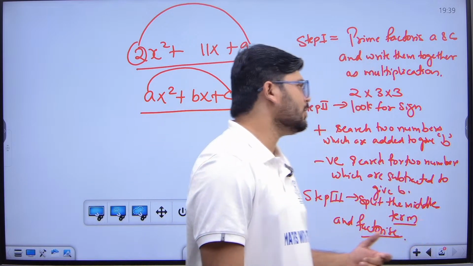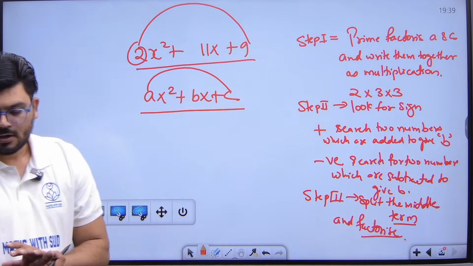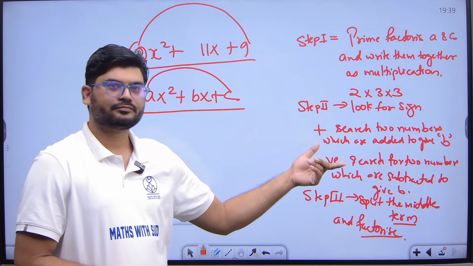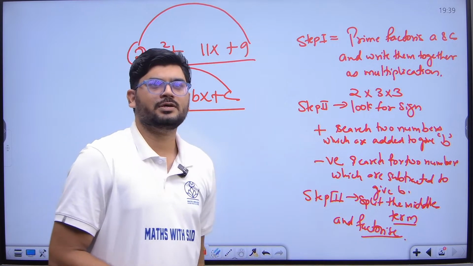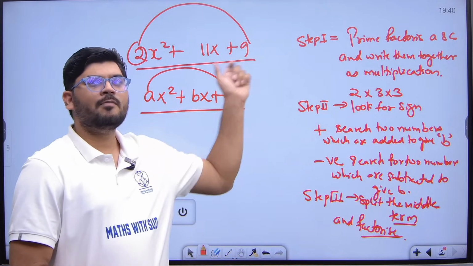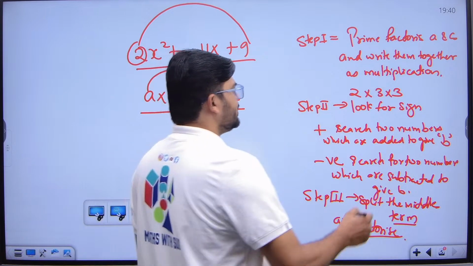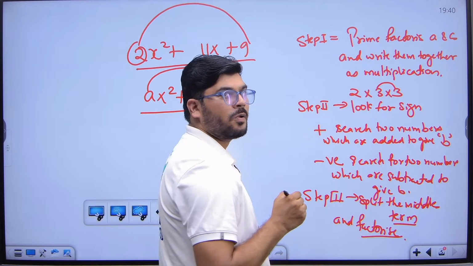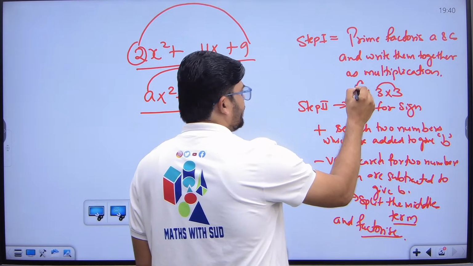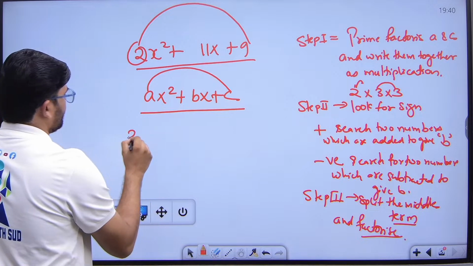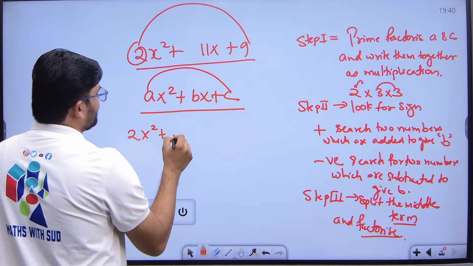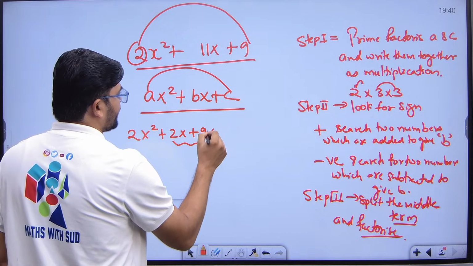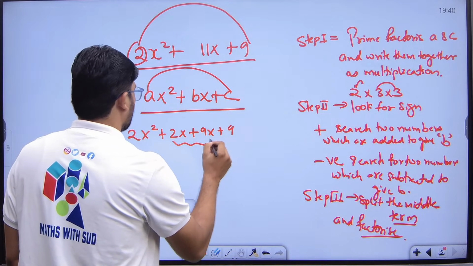Now let us look for the two numbers. Let us look for the sign. What is the sign? Positive or negative? Positive. You have to think of two numbers which are added to form 11. So see this. 3 into 3 is how much? 9. Yes. And the other number is 2. So we will write it as 2x square plus 2x plus 9x. I have split 11x into 2x and 9x. Are you getting it? Yes.